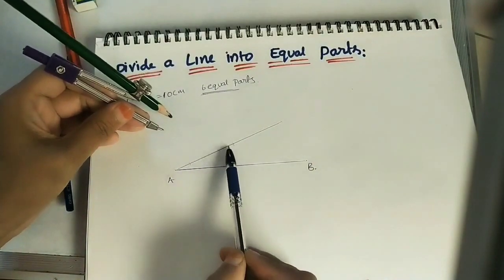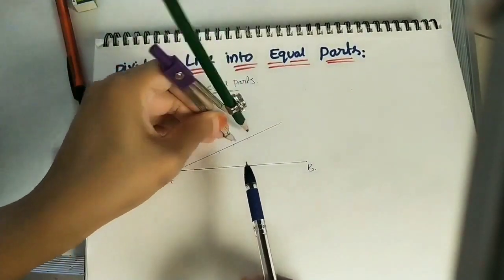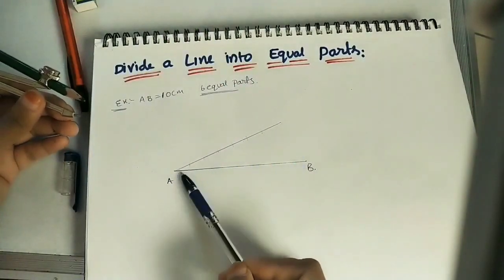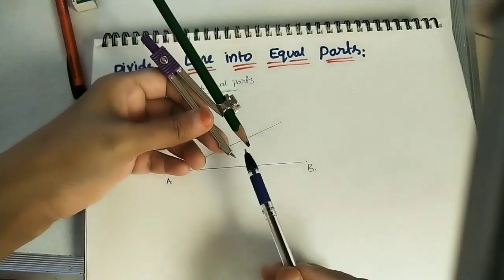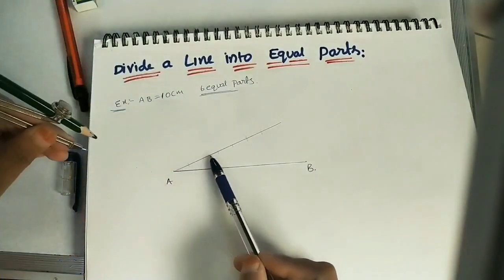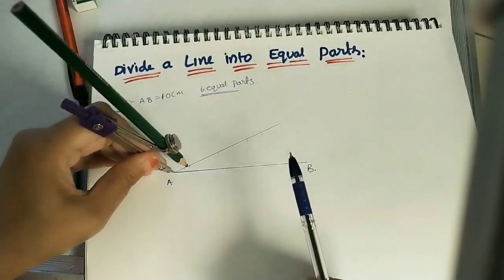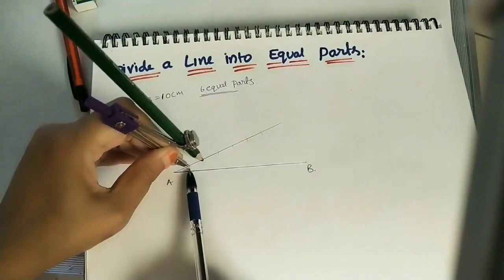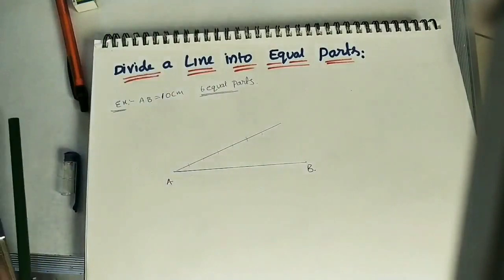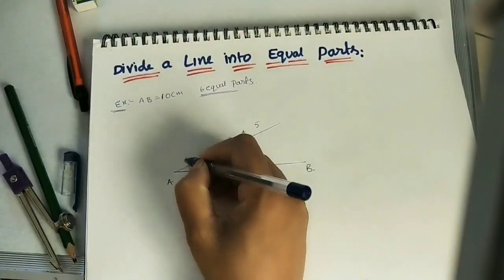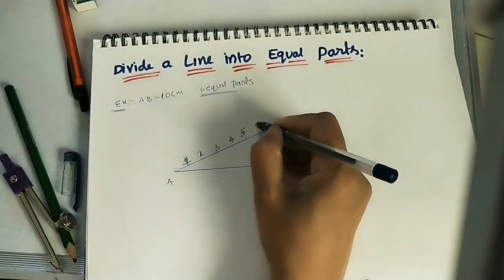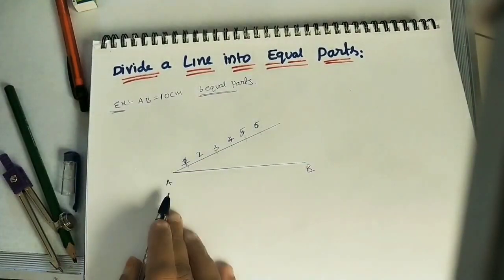1, 2, 3, 4, 5, 6. What we did: one inclined line, and we took some radius. With A as center, we have divided this line into 6 equal parts. The centers are changing. Initially the center is A, after that this is the center, after that this is the center, like that. We did how many parts? 6 parts. Here I am giving the names 1, 2, 3, 4, 5, 6. 6 points I have marked here.